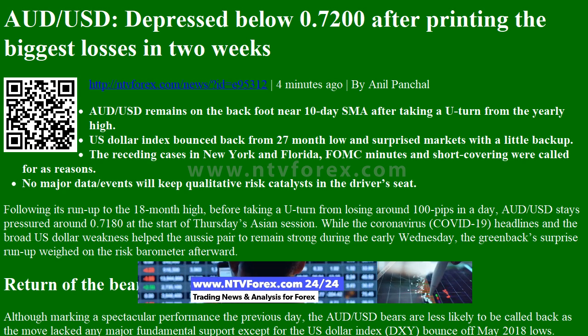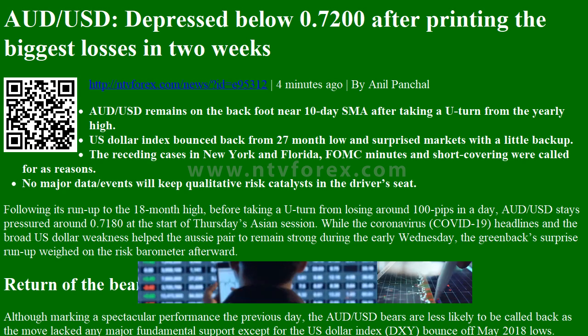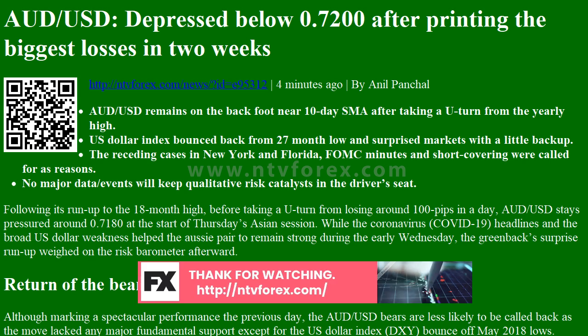US dollar index bounced back from a 27-month low and surprised markets with a little backup. The receding cases in New York and Florida, FOMC minutes, and short covering were called for as reasons. No major data events will keep qualitative risk catalysts in the driver's seat.